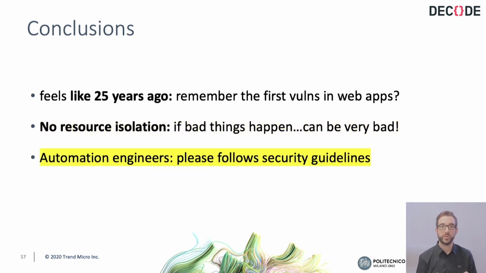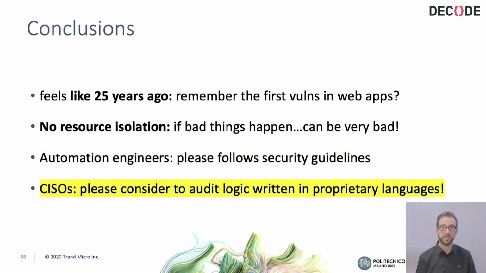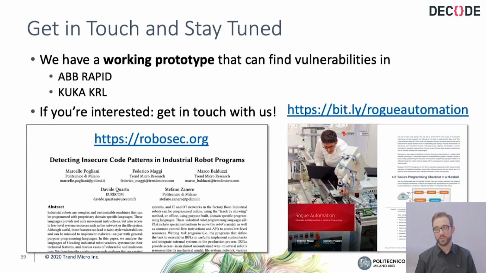So please, we ask automation engineers to start considering security guidelines such as the one that we have published. And CISOs, please consider proprietary languages in your audits. We have a working prototype, so if you're interested, get in touch with us. Whereas if you want to look at the details, take note of those two URLs where you can find all the papers.